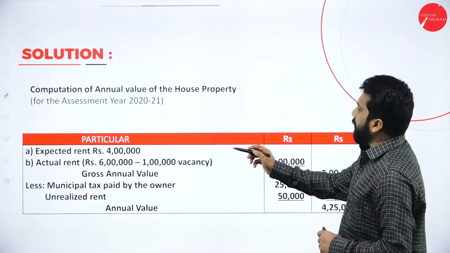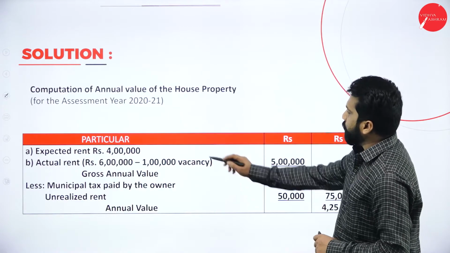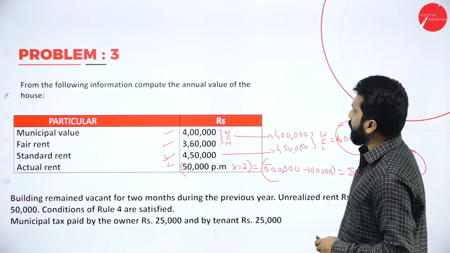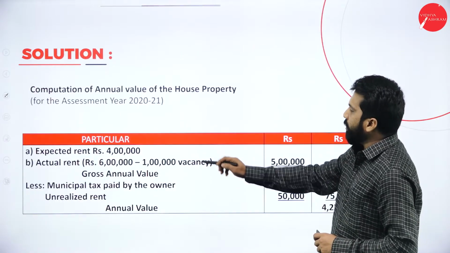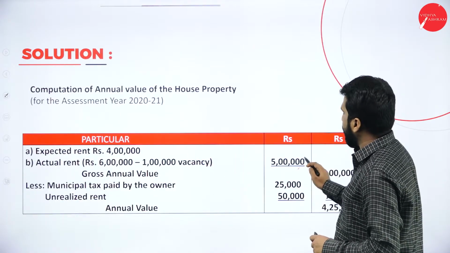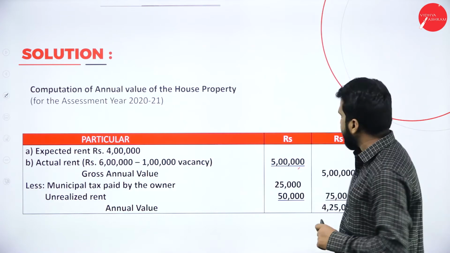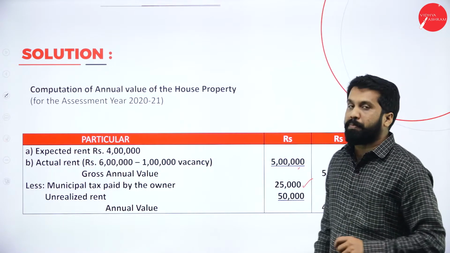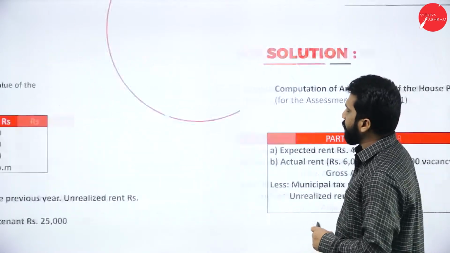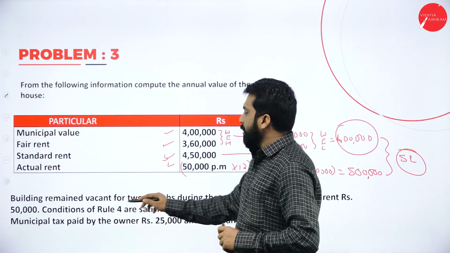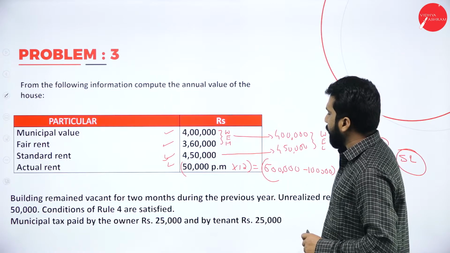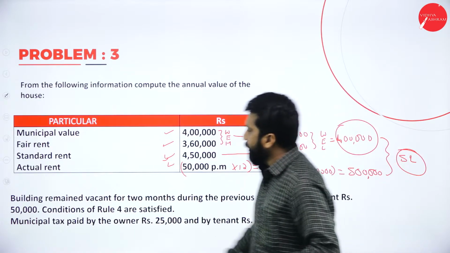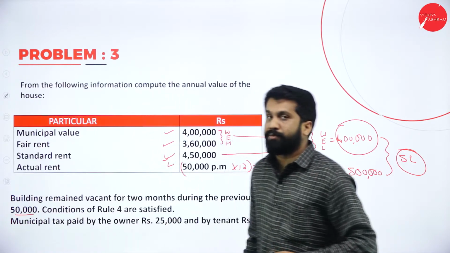Now, expected rent 4 lakh. So 4 lakh we have calculated here. This is your 4 lakh. Next, actual rent 6 lakh minus 1, it is 5. Whichever is higher, 5 lakh is higher. Take 5 lakh. Minus 25,000 municipal tax paid by tenant. Now, building remained vacant for 2 months during the previous year. We calculated unrealized rent is 50,000.